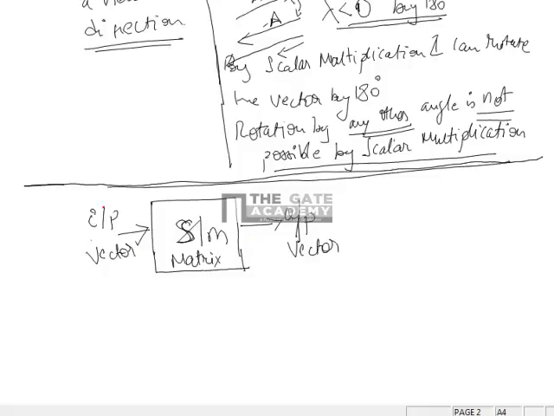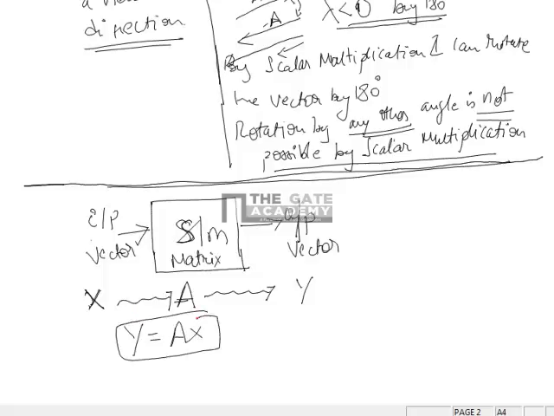So, what does this mean? I have an input vector called X. I have a system matrix called A. When I apply this input vector on this system, I get the output, say Y. So, I can write that Y is nothing but AX. Correct? Or I can say that A is a transformation matrix.